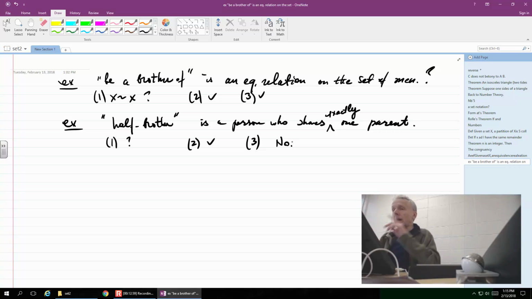By the way, in the first example, the equivalence relation on brothers is a person who you share both parents with, and it's not yourself. Because you share your parents with yourself, but you're still not your own brother. Okay, so those are some of the examples, as you can see.